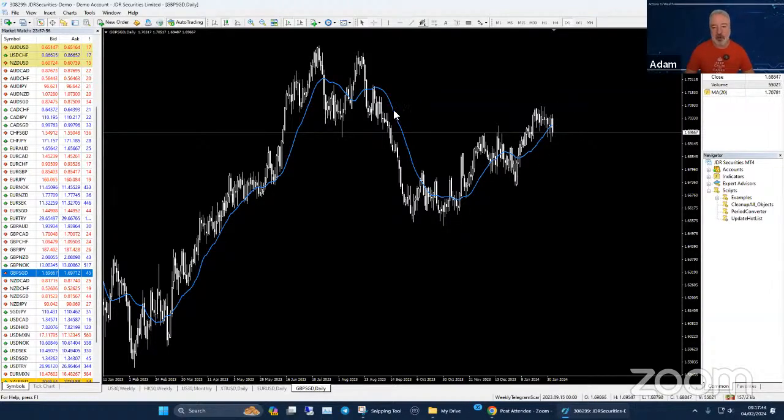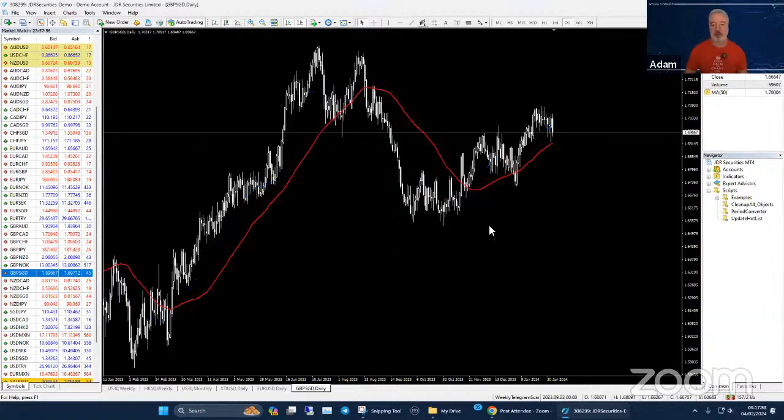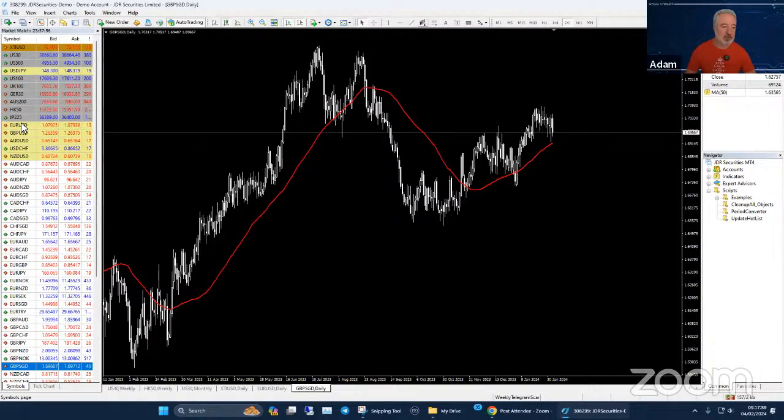We don't even have to use the 20. We could do something different. We could use a 50, for example. So there we go, we're generally above that. Here we're below it, and now we're above it. So we're generally bullish.